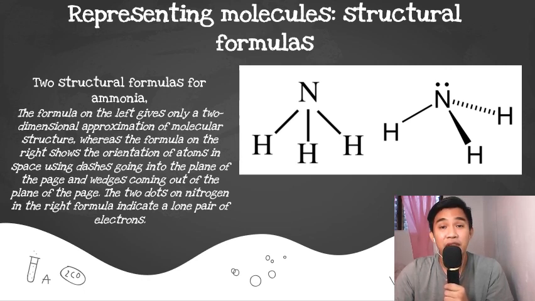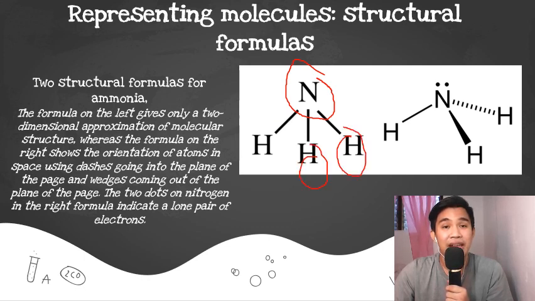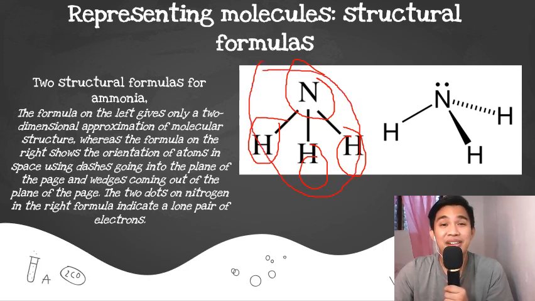From both of the structural formulas, we can see that the central nitrogen atom is connected to each hydrogen atom by a single covalent bond. Keep in mind, however, that atoms and molecules, just like everything else in the universe, exist in three dimensions. They have length and width, as well as depth. In the structural formula to the left, we are only seeing a two-dimensional approximation of this molecule.